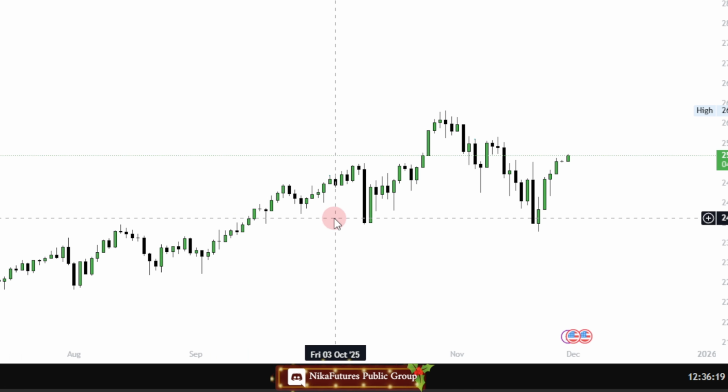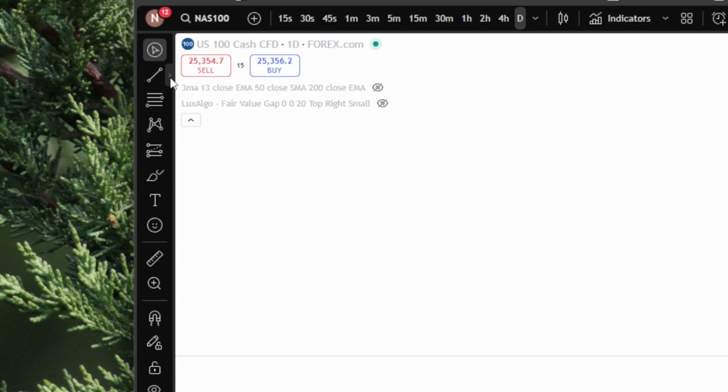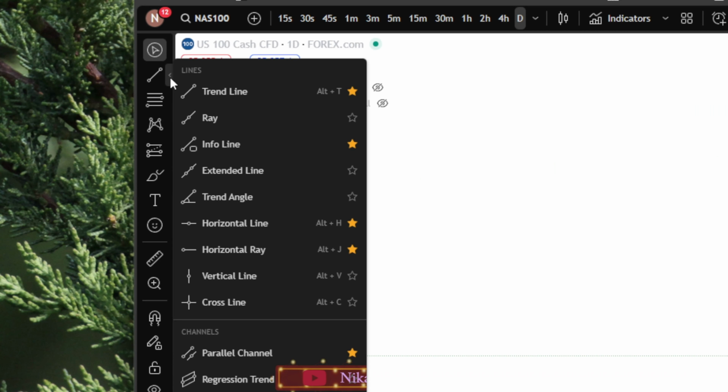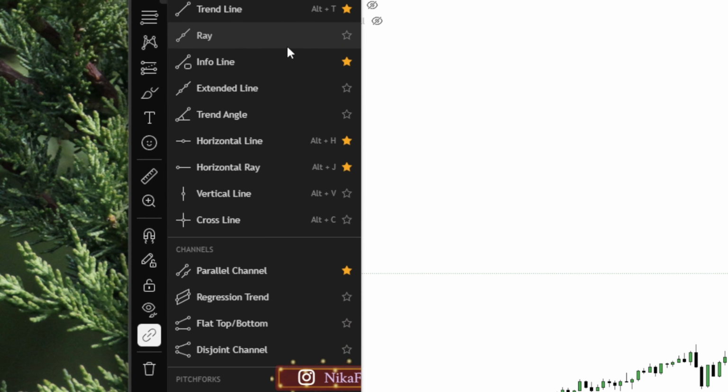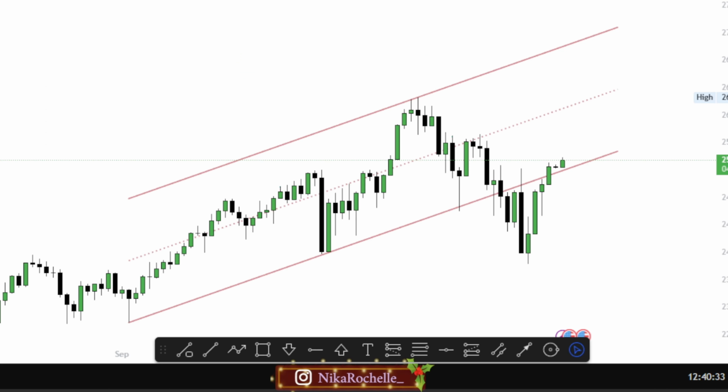First of all, let me show you where the tool is at. The channel tool is right here. This is what it looks like. You can find the parallel channel tool under trendline tools. Click that. You can hit the parallel channel right here, and I just favored it. So that's what's on there. And these are channels. You got the regression trend, the flat top bottom, disjointed. If you want, you could play around with others just to see what fits your trading style. But this is the parallel channel under the lines.